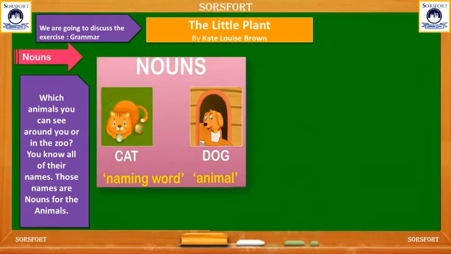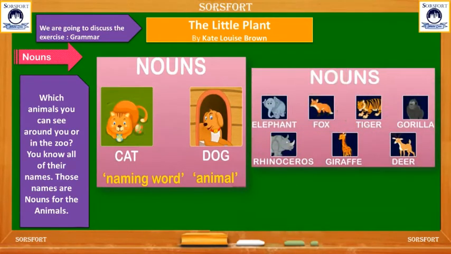Which animals can you see around you or in a zoo? You know all of their names? Those names are naming words or nouns. Like you can see cat, dog. These are the naming words of these animals. You can see elephant, fox, tiger, gorilla, deer, giraffe, rhinoceros in the zoo. These are naming words of those zoo animals. These all are nouns.